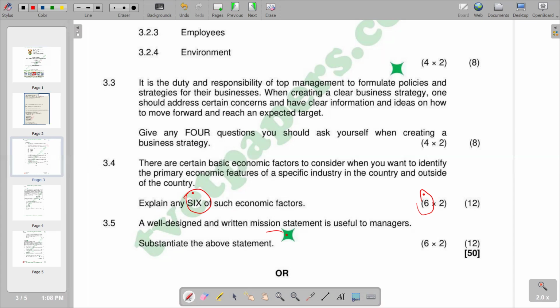So our question reads, a well-designed and written mission statement is useful to managers. Substantiate the above statement. So why it should be a well-designed and written mission statement, and why it should be useful to managers. Basically, that is what we are going to substantiate in our other section.